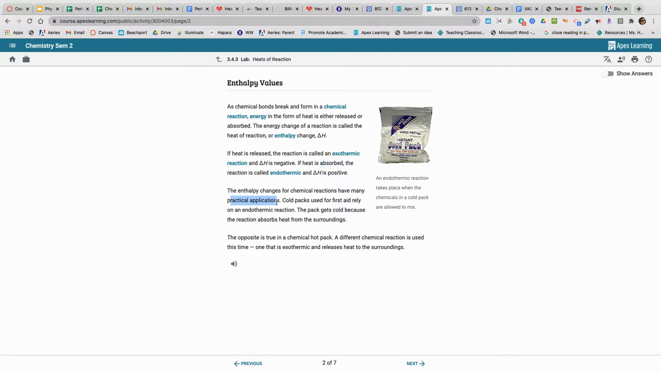The practical applications, cold packs, heat packs, those packs get cold because of a reaction in the surroundings. Okay.